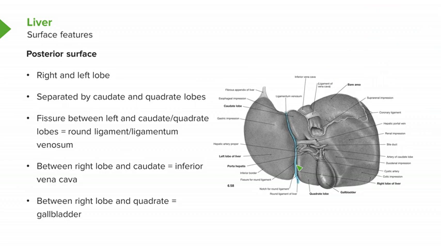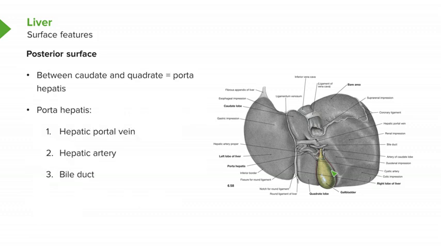Between the right lobe, so this lobe over here, and the caudate lobe, we find the inferior vena cava, and between the right lobe and the quadrate lobe, we have the gallbladder. The gallbladder is storing bile. Between the caudate and the quadrate lobe, we have this region here, and this region is known as the porta hepatis.